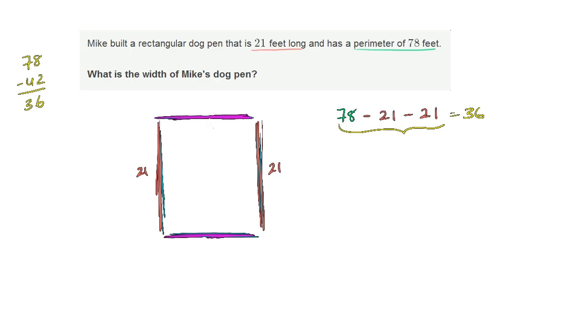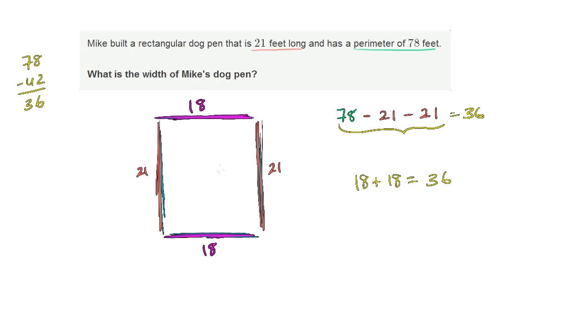Now we know something else. These are the exact same width. This distance is the same as this distance. And if we add them together, we get to 36. So what are two numbers that I can add together to get to 36? Well, we know that 18 plus 18 is equal to 36. So this one down here must be 18, and this one up here must also be 18.